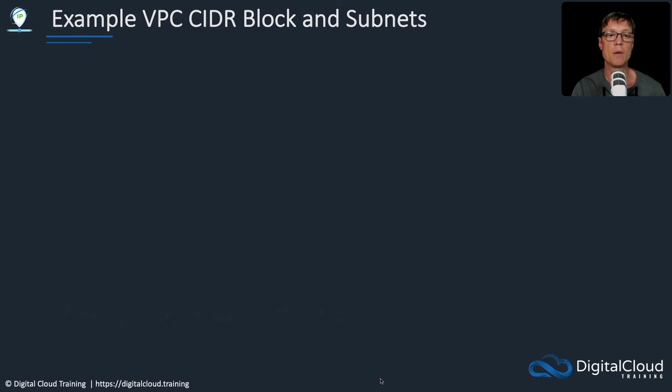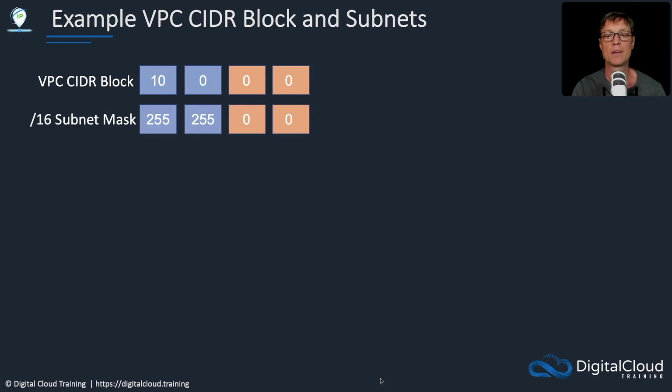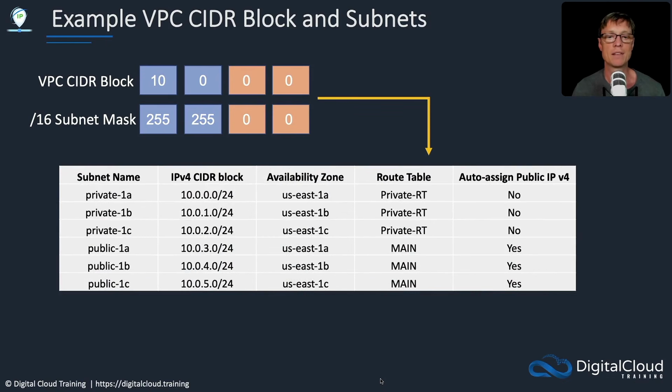So let's go back to an example. Let's say we have 10.0.0.0/16, so that's our CIDR block, and we create a series of subnets. Now each of these subnets has a 24-bit subnet mask, and as you can see, we're separating them into public and private subnets in different availability zones. The private subnets have a private route table and the public ones have a different route table. Of course, the main route table for the public subnets here will have an internet gateway, and those subnets will also assign public IP addresses to the instances that are launched in them. So that's a bit of theory behind it and some practical examples here.